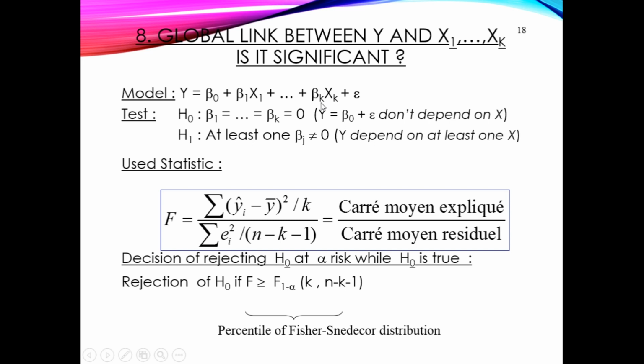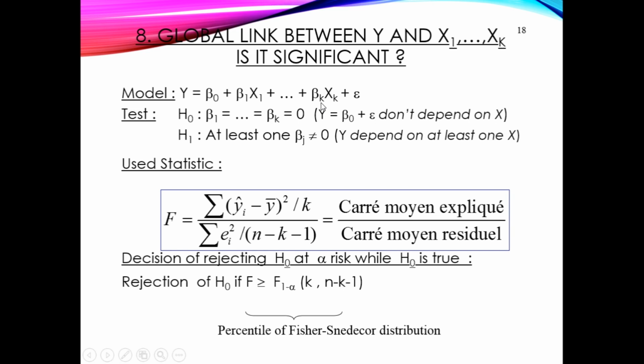That means that we can find among the covariates that we chose at the beginning at least one that can be used to explain our main variable. And to do this test, we use the Fisher statistic, and we take the decision using the percentile of Fisher's distribution.